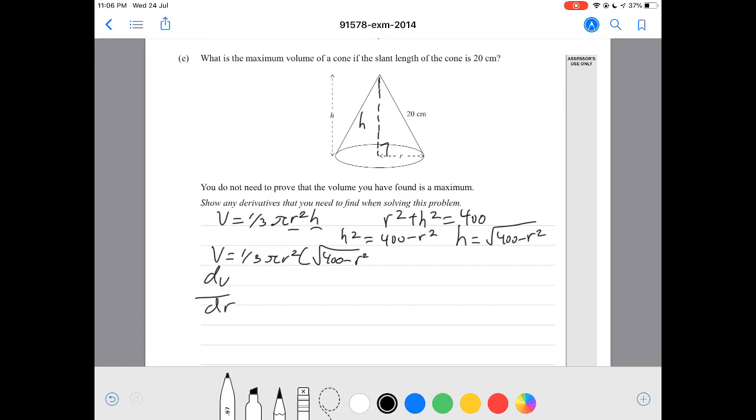We're going to use the product rule. The product rule states f dash of g plus g dash of f. Basically we have our first function, we call that f, and we have our second function, which is the square root of 400 minus r squared. That's g. So basically the derivative of the first function multiplied by the second function, plus the derivative of the second function multiplied by the first function.